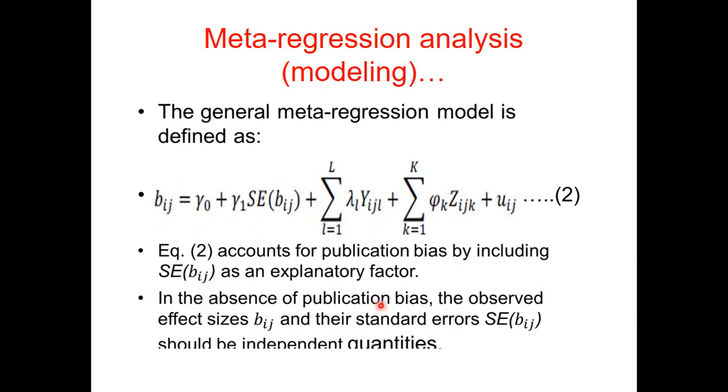That's something you need to note, okay? That is, in the absence of publication bias, the observed effect size, Bij, and its standard error should be independent quantities. That is, they should not be related. By that we mean, if we were to do some correlation analysis between Bij and standard errors, we should have the lowest correlation as much as possible. That would be a way of demonstrating independence between the two variables, okay?